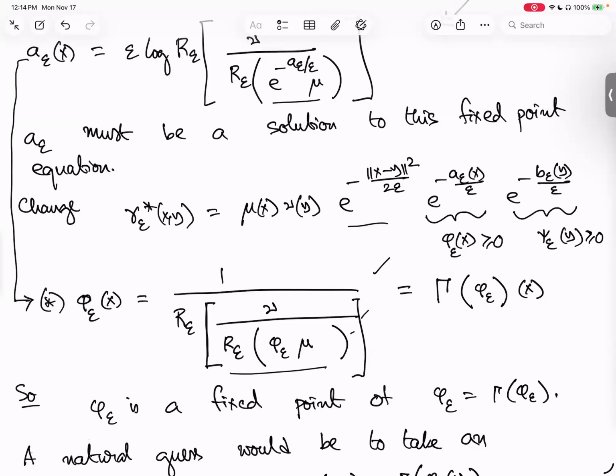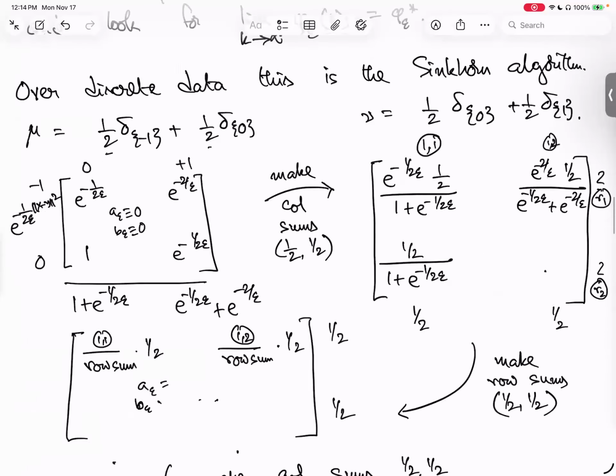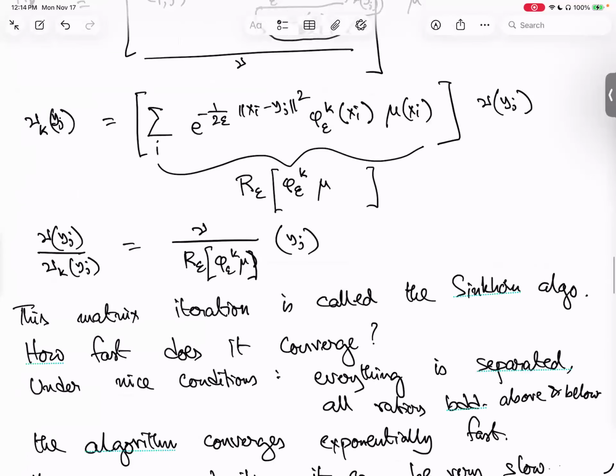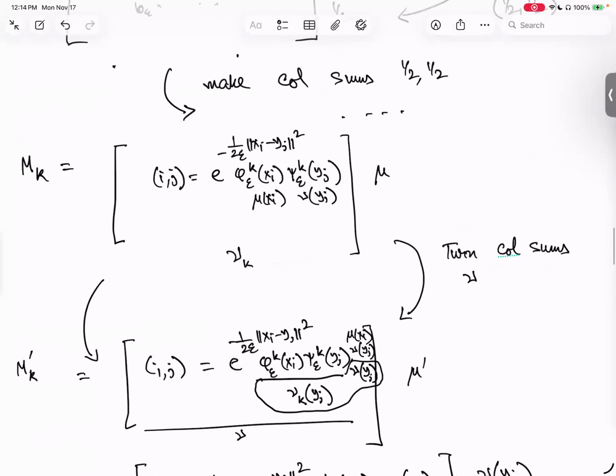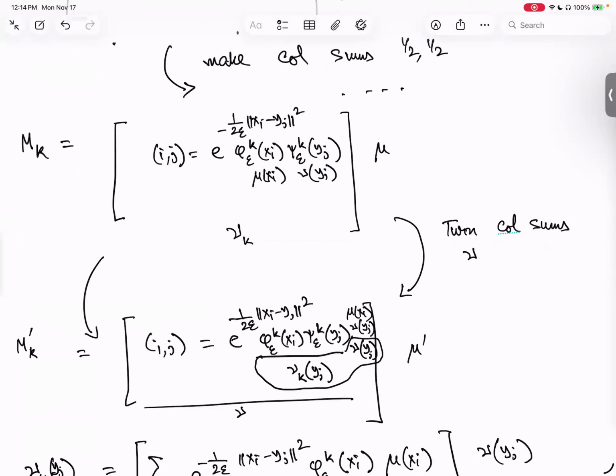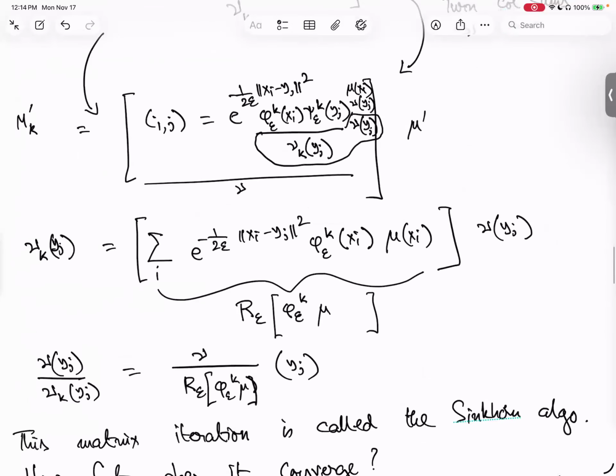And the way I do this is that I construct an iterative scheme and I investigate whether this iterative scheme admits a limit. How do I do this? You can show this iterative scheme by a matrix algorithm. This is the Sinkhorn algorithm. Or you can continue to write it in terms of the integral operator. In that case, it just becomes the IPFP algorithm.